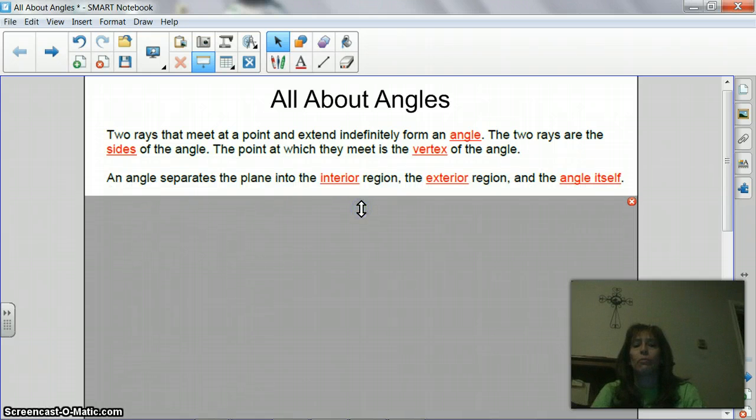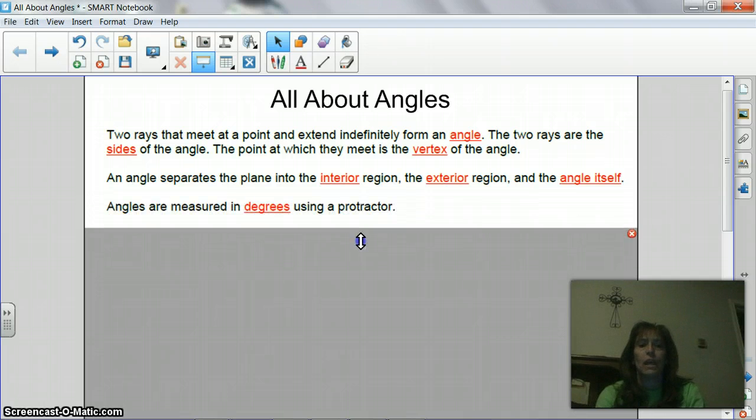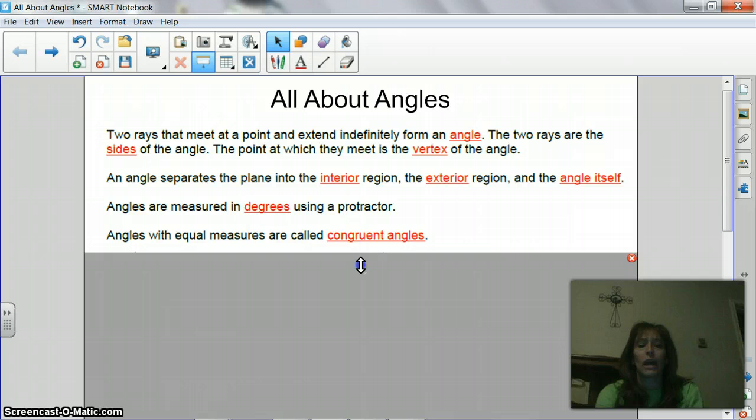An angle separates the plane into the interior region, the exterior region, and the angle itself. If you hold on a second, I'll show you an example of that. Angles are measured in degrees using a protractor. We're probably going to be doing this tomorrow, so make sure you bring your pencil and some paper, because we're definitely going to be working with our protractor and the compass tomorrow. Alright, and angles with equal measures are called congruent angles.